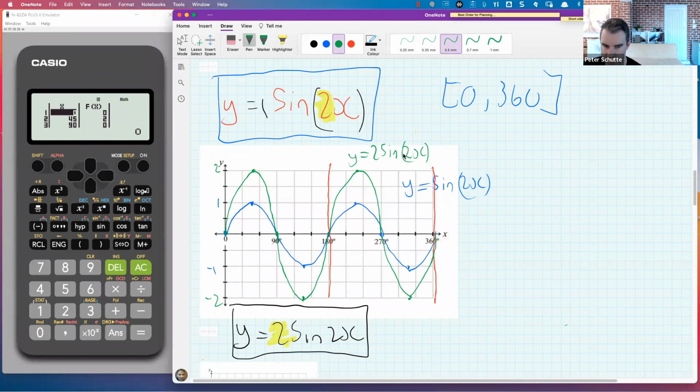So what I'm seeing is that the graph is not only horizontally compressed or the period is changed, it's also stretched upwards by a factor of 2. So it's almost like we squished it horizontally and then we stretched it vertically. And so there are 2 transformations that have happened with this question.